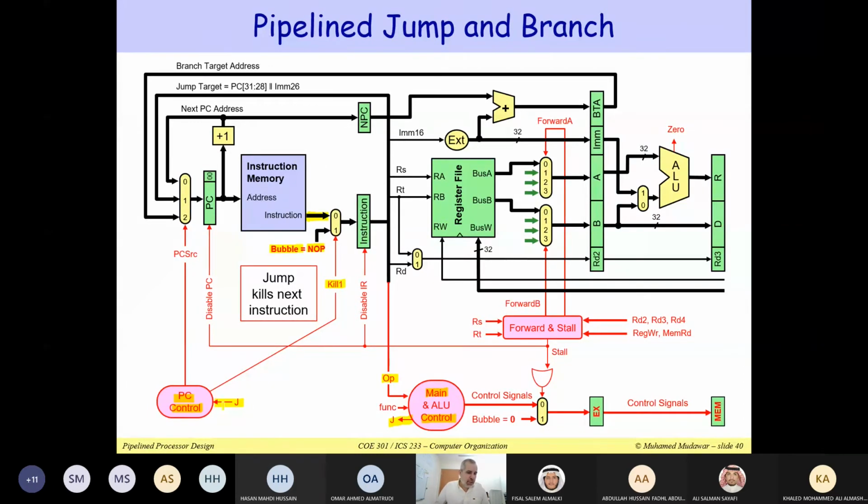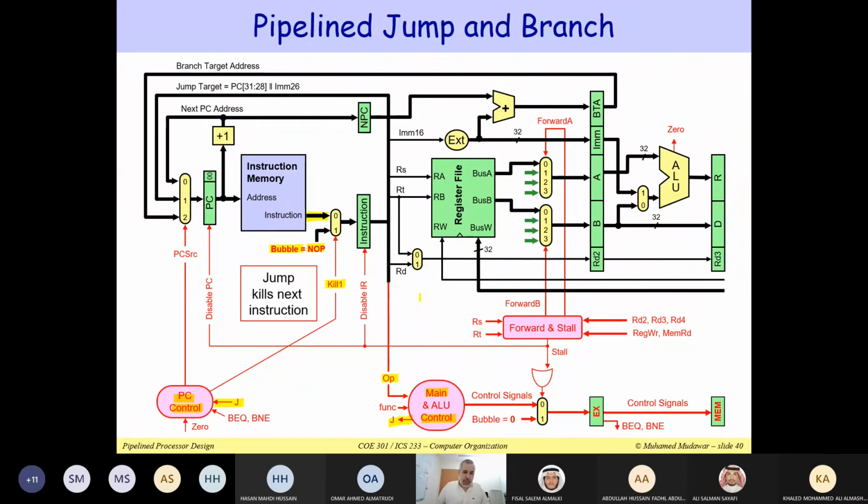Now that's if I have a jump instruction. So the jump here, okay, once we have detected that we have a jump, then in this case we kill. Okay, that's the meaning of the kill instruction. We replace the next instruction which is being fetched, that appears immediately after the jump, with a bubble. So therefore, the bubble will be propagated inside the pipeline. So that will solve the problem of the jump. Right? How about the branch? Okay.